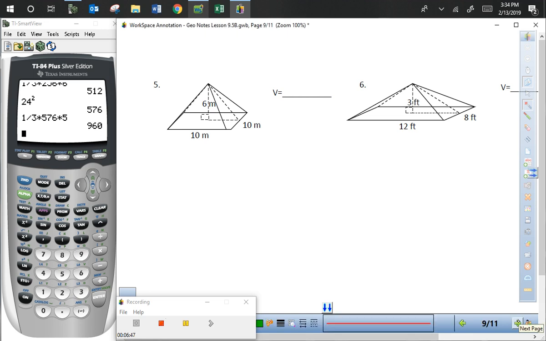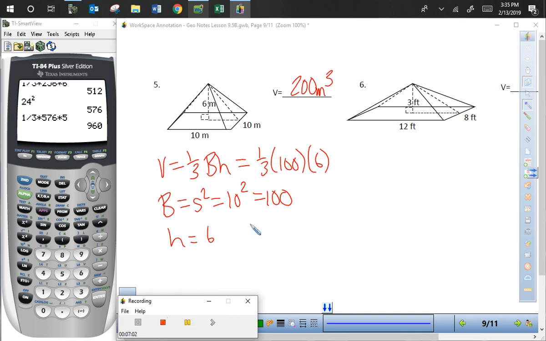I want you to pause the video, and I think you can handle 5 completely on your own. Okay, set up the variables that you need, and then plug them back in. Make sure your label is correct based on volume. Alright, again, our base here is a square, so side squared is 100 in this case. Our height was already given for us, so that was nice, just the 6. You only want to solve for a missing piece if you're going to need it for our formula. We did not need it in this case. Putting it all together, we get 200 meters cubed.